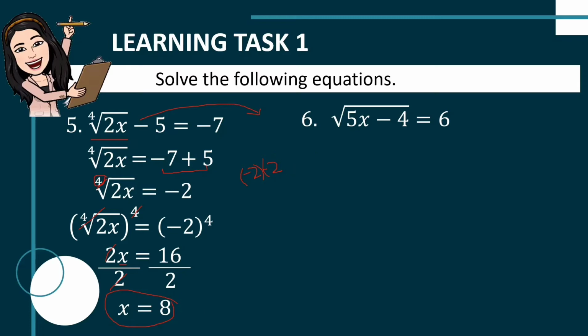Square root of 5x minus 4, isang term lang yan, kasi nasa loob parehas yung 5x minus 4 sa loob. Lahat sila ng radical expression. So, that is equal to 6. So, may dalawa lang tayong terms. So, isolated na parehas. Ano? So, therefore, we will raise it to the power of 2. Okay? Since ang index natin dito ay 2. Proceed na tayo dun sa raising to the power of 2, yung step number 3.